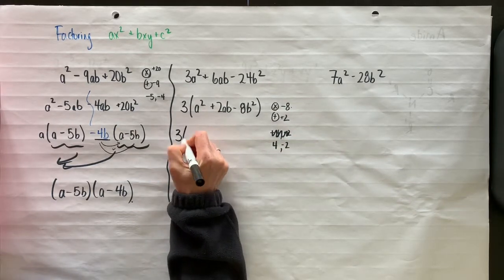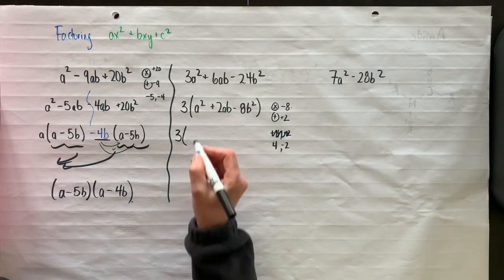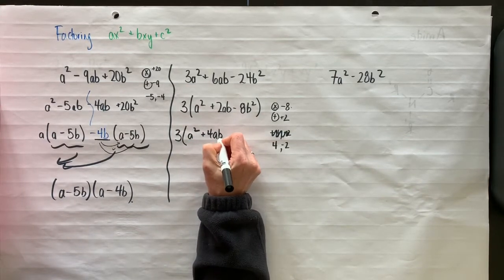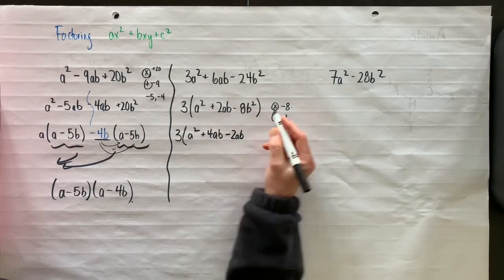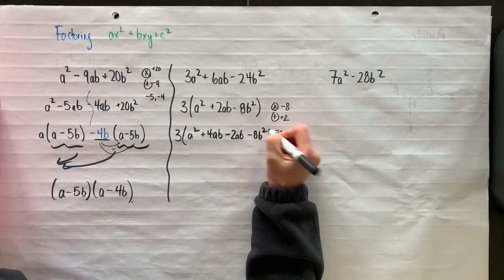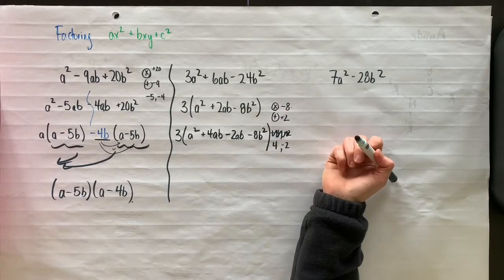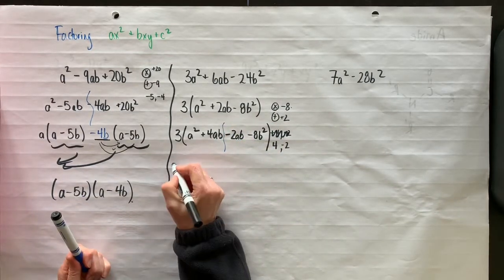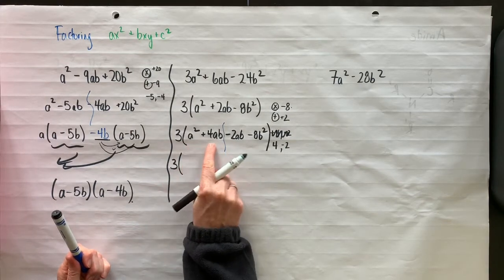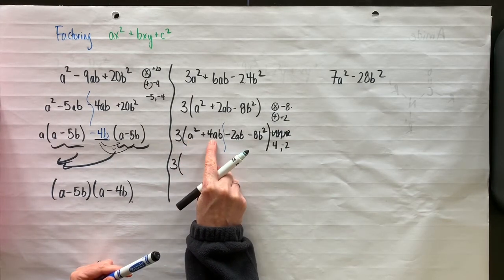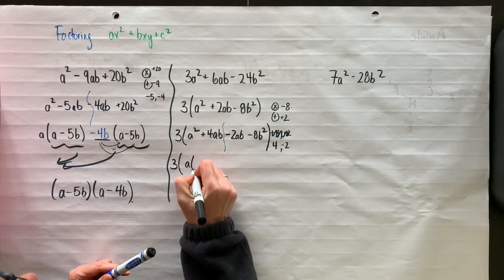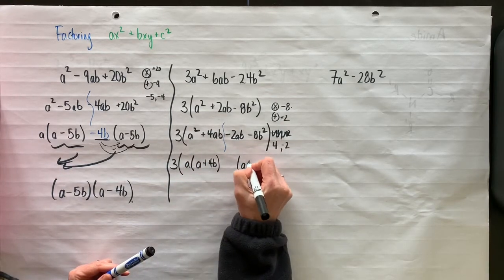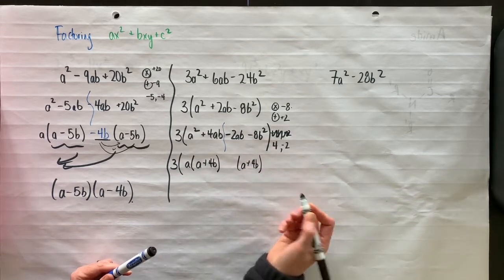Again, just carry that 3 out in front. It can't disappear. So I'm going to rewrite this as a squared plus 4ab minus 2ab minus 8b squared. I'm trying to save some space here. Using decomposition, I'm going to split this in half and leave that 3 out in front. The only thing that I can pull out of a squared and 4ab is a variable of a. I'm left with a plus 4b. I better get a plus 4b over here.